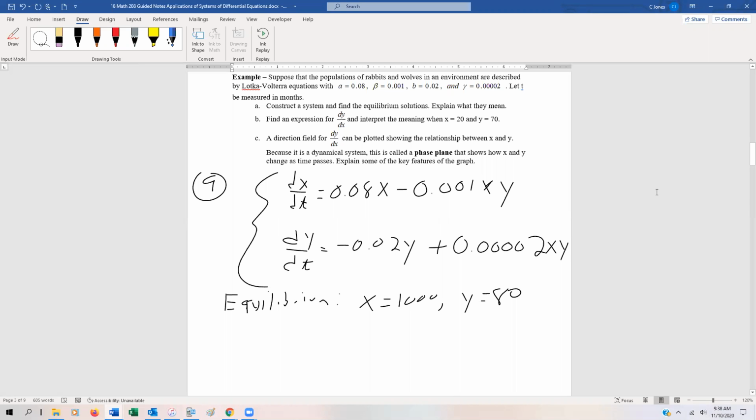In our last video, we took a look at using the Lotka-Volterra equation to find a predator-prey system for rabbits and wolves. And we ended up getting this system: dx/dt is equal to 0.08x minus 0.001xy, and dy/dt is negative 0.02y plus 0.00002xy. And eventually we found that the equilibrium points were (1000, 80), so 1,000 rabbits and 80 wolves.